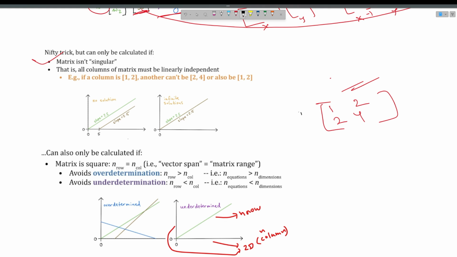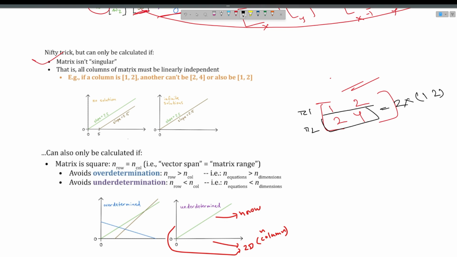It's row 1, row 2. So here you can see that 1 2 4 is actually the multiplication of 2 with 1 and 2, right? So it is basically singular. So what do we mean by singular?